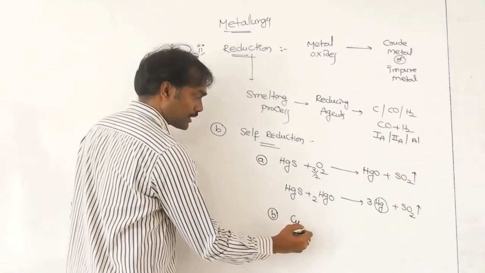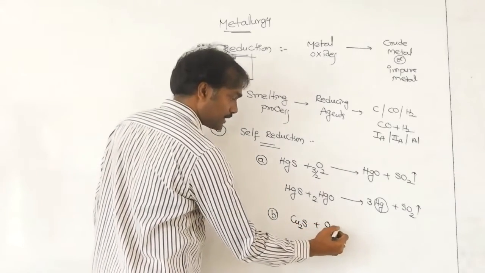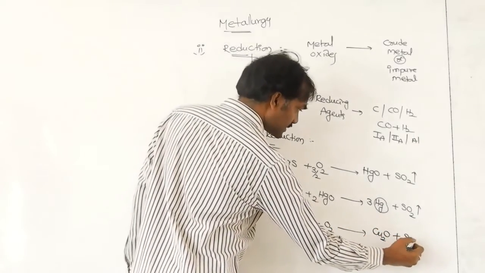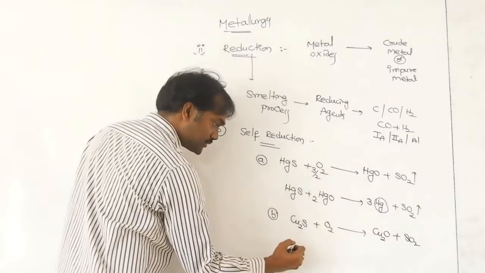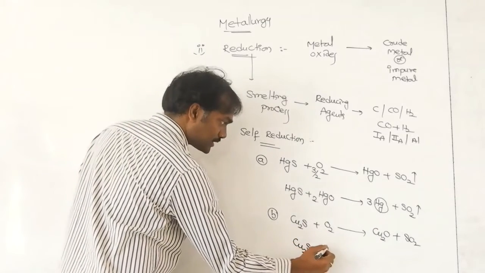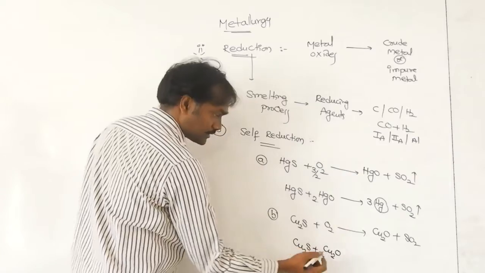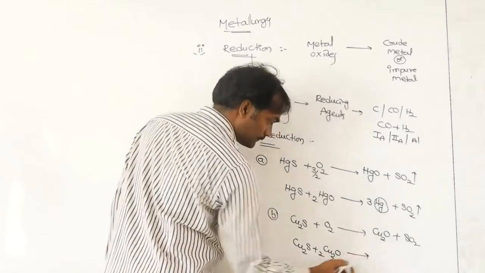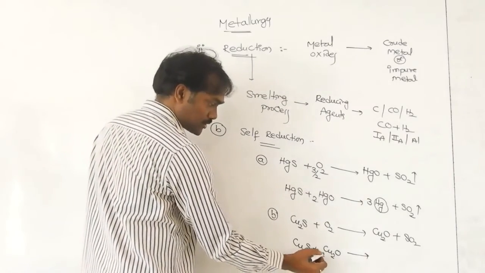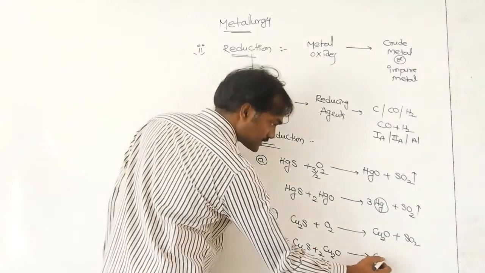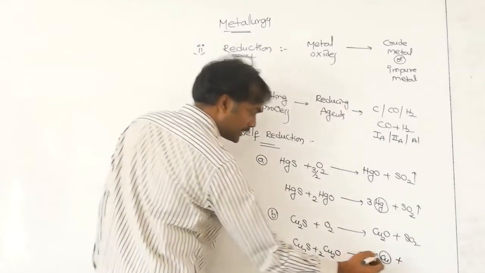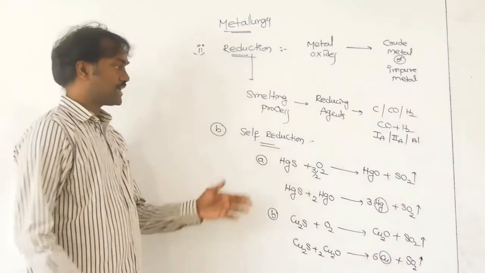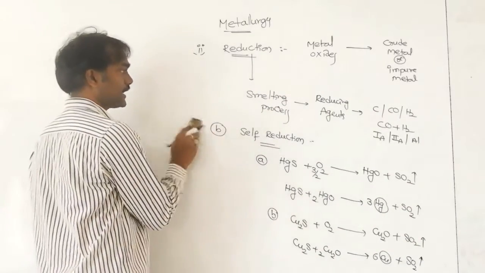Suppose you take copper sulfide, treated with oxygen. What will you get? Cu2O plus SO2. Again that Cu2O reacts with Cu2S. This is a self-reduction. So you are getting 2 moles, 4, 5, 6, 6 copper is coming outside, and SO2 gas is going outside. So that is another self-reduction.